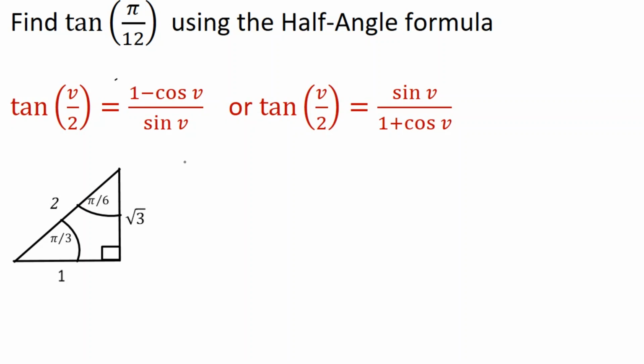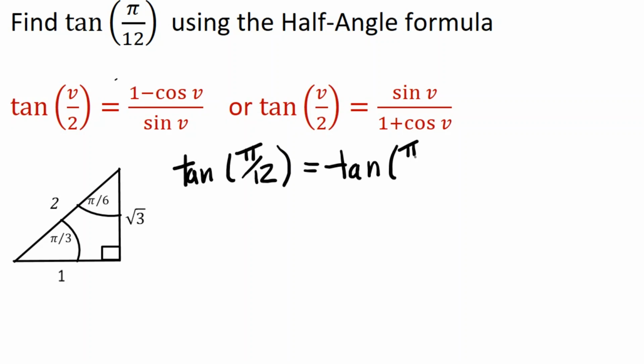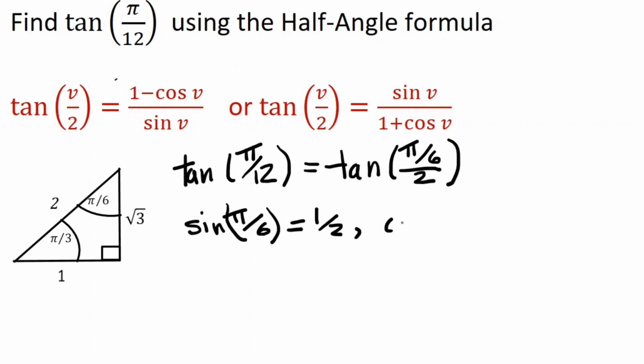The first thing I want to notice here is that the tangent of pi over 12 can be written as the tangent of pi over 6 divided by 2. And that is what is going to allow me to use the half-angle formula. So I'm going to need to find the sine of pi over 6. And you can see I've written my memorized triangle there. The sine of pi over 6 is the opposite over the hypotenuse. And then I have the cosine of pi over 6. And that, of course, is going to give me the adjacent over the hypotenuse.